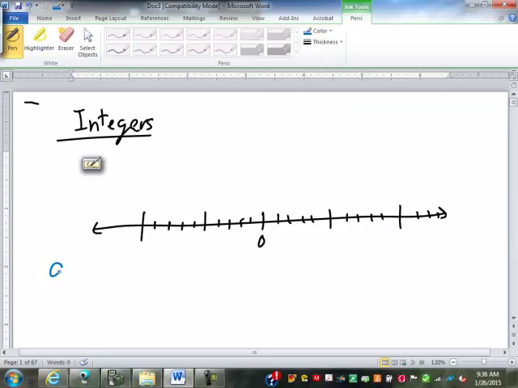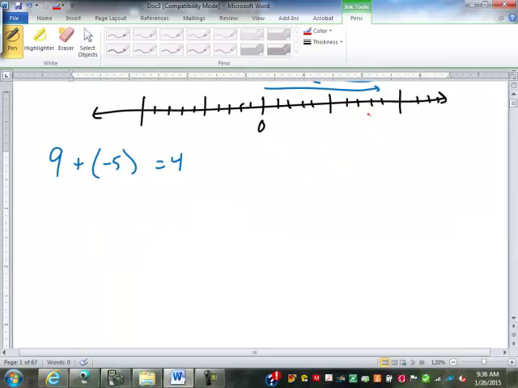Something like 9 plus negative 5. Well, you had 9, negative 5 brought you back to 4. And rather than drawing out a number line every time, we could do it without. I use the picture always just to keep my mind straight.